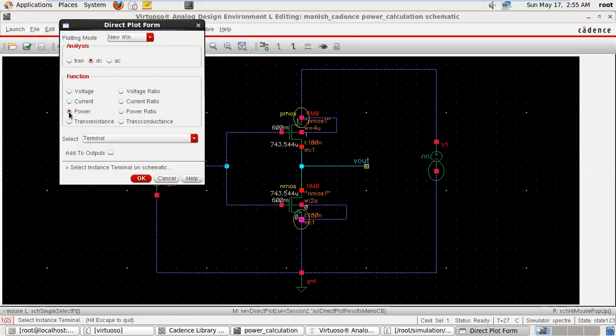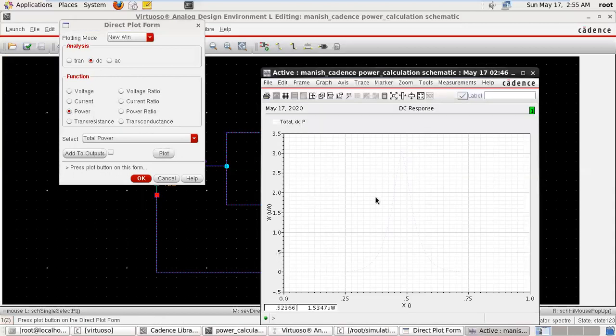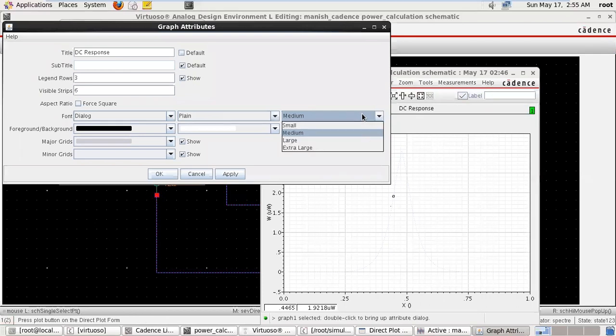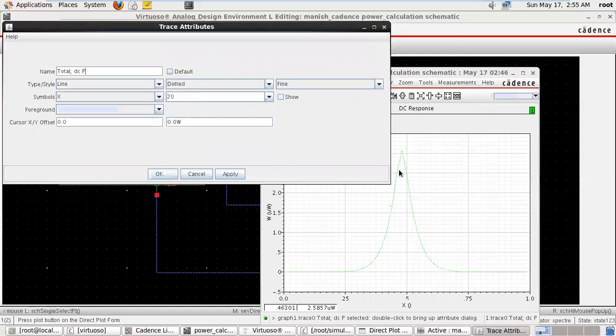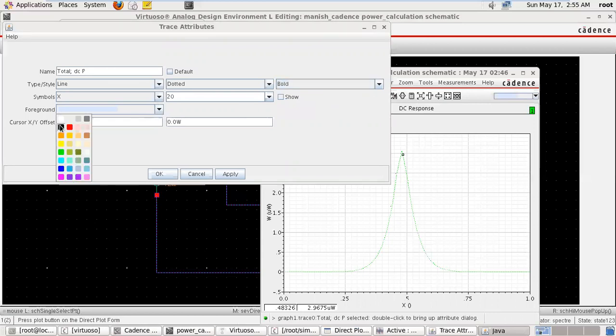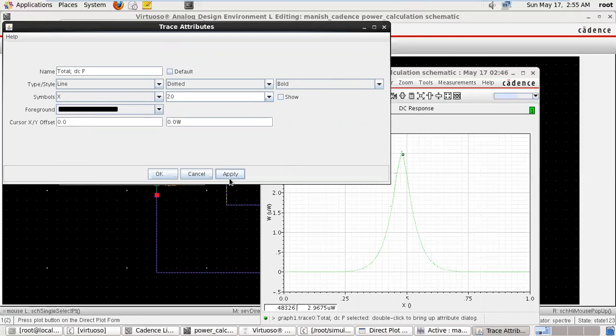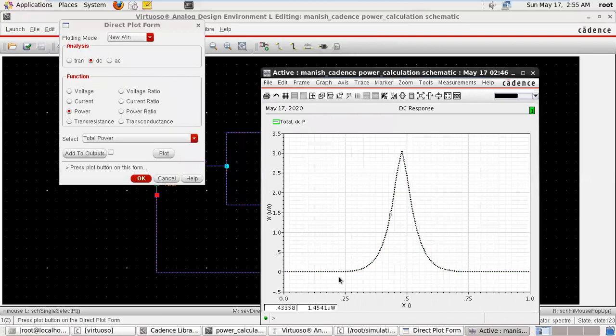Now in case of power, you can calculate the terminal power. First, what is the total power? When you select the total power, because we have selected DC, it will give you the total DC power. Okay, so when we are plotting this, see here, just close this window, just bold it, color type suppose black, apply. Okay, so that is the power.